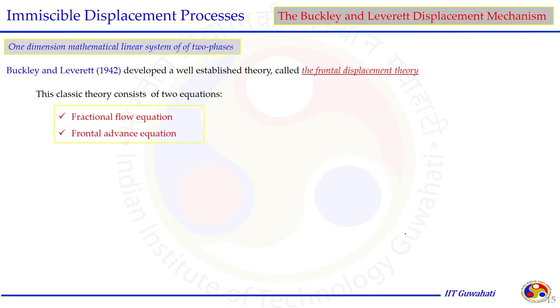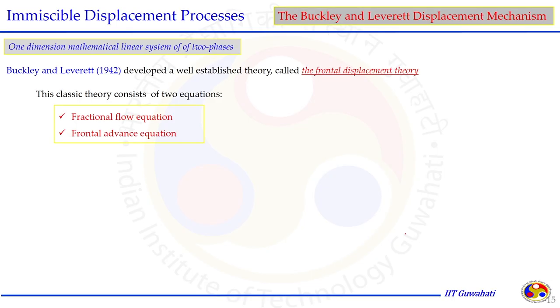So to understand the mechanism of the movement of oil in waterflooding or injection flooding systems of two immiscible displacing fluids, that could be water and oil or gas and oil, both under the immiscible condition, Buckley and Leverett proposed the displacement mechanism theory, and that theory is widely accepted and implemented to understand the immiscible displacement process. This is a one-dimensional mathematical system for a two-phase system designed for the linear system. So, not for the radial system.